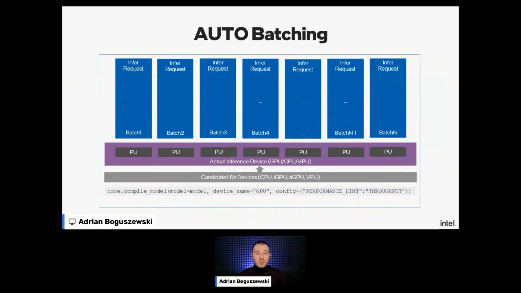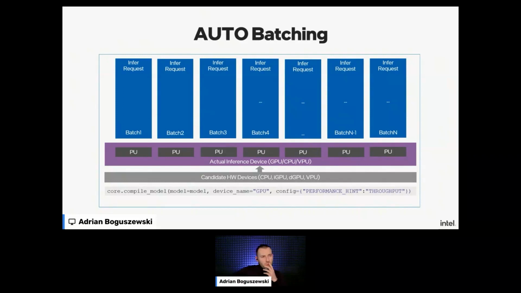So to use auto-batching, you don't need to do anything. It's enabled by default. If you use the Auto device or GPU and you specify your performance hint equals throughput or cumulative throughput, auto-batching will be enabled by default. So I think that's really nice.